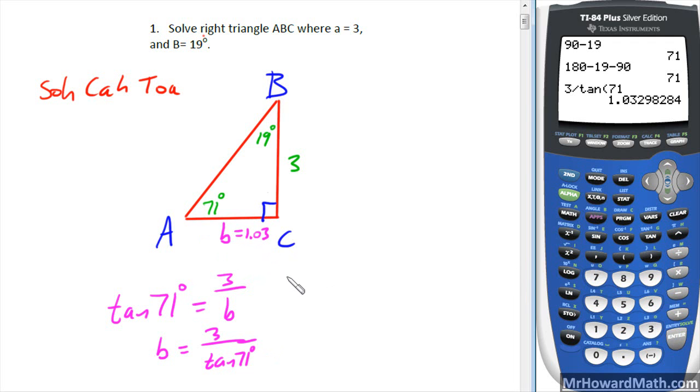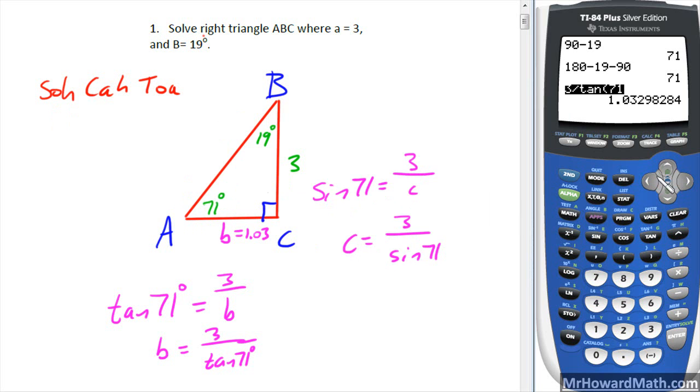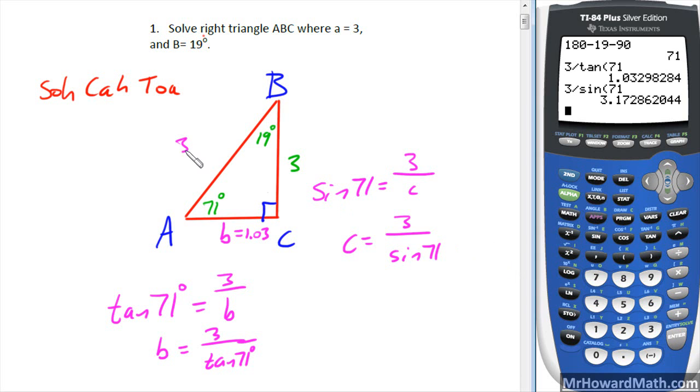And now I can stick with that same angle if I want, and I can even stick with this side. And from this angle I have the opposite. I want the hypotenuse, little c, so opposite and hypotenuse is sine. So sine of 71 degrees equals opposite 3 over hypotenuse little c. Cross multiply and divide, and we get 3 divided by sine 71. So for efficiency's sake, I'm going to copy this down, change this to sine, and I have it done. 3.17 for side C, and we are done with problem 1.